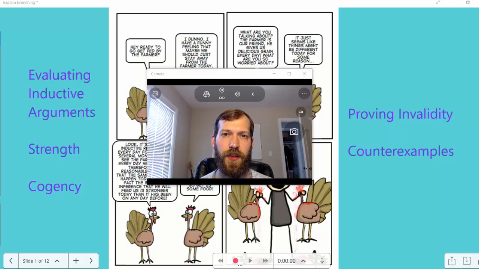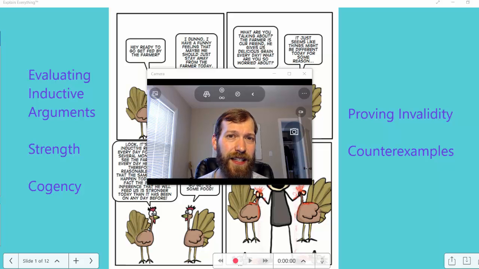In the previous video, we were looking at deductive arguments, specifically how to evaluate deductive arguments. In doing so, we examined a couple of concepts, validity and soundness. And we said that an argument is valid just in case if all the premises of the argument are true, then the conclusion must be true.